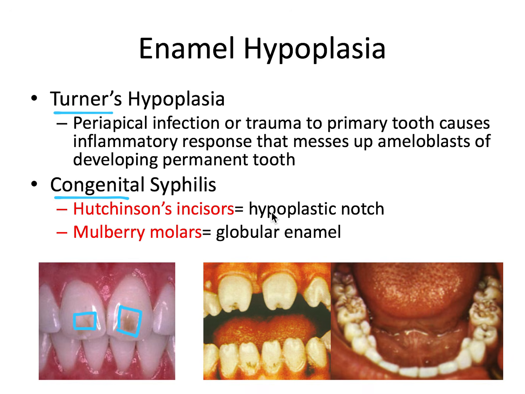So Hutchinson's incisors, that's this hypoplastic notch that we're seeing here, here, and in fact, all of these teeth have that hypoplastic notch. Mulberry molars involve this globular enamel that we can appreciate on the occlusal surface of those molars.